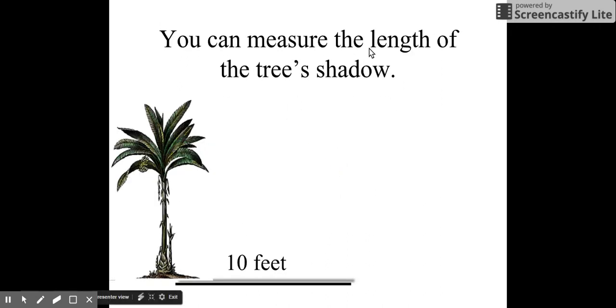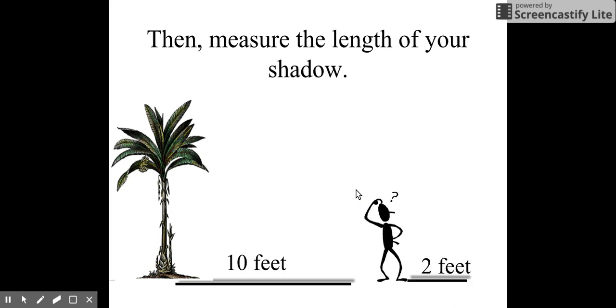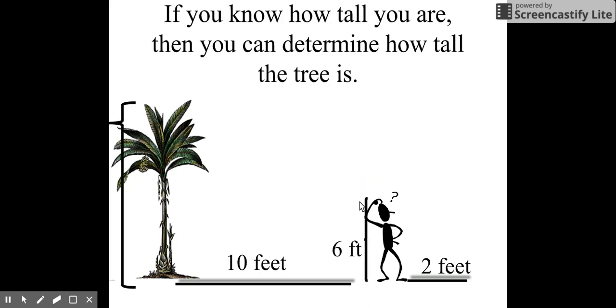Now, you can measure the length of the tree's shadow, which is 10 feet, and you can measure your shadow, which is 2 feet, but that still doesn't quite give you enough information. So, puzzled, what do? Well, we can find the height. If Mr. Skinner's 6 feet and his shadow's 2 feet, we can use that information to find the height of the tree when we know that the length of the shadow is 10.